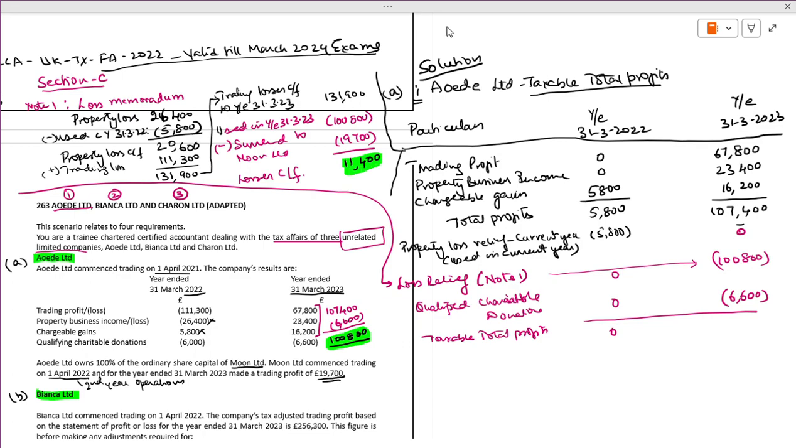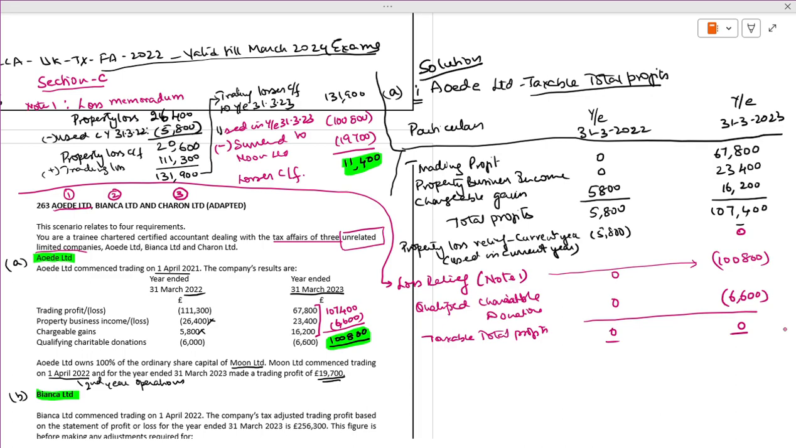11,400. Because of this, what happened? 107,400 minus 100,800, 6,600. It will become how much? It will become 0. It's very simple, very straightforward. We have to be very clear about how we are going to work things out.